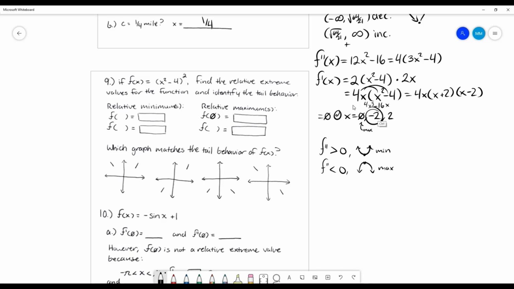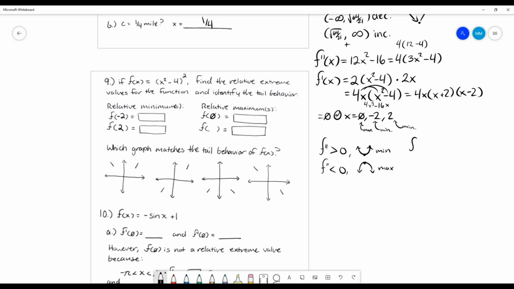Let's plug in the negative 2 now. So I get 4 times, well, negative 2 squared is 4, so it's going to be 12 minus 4. That's going to be positive, or greater than 0, so that is a minimum. And then if I plug in a 2, I'm going to get the same thing, so that is also a minimum.